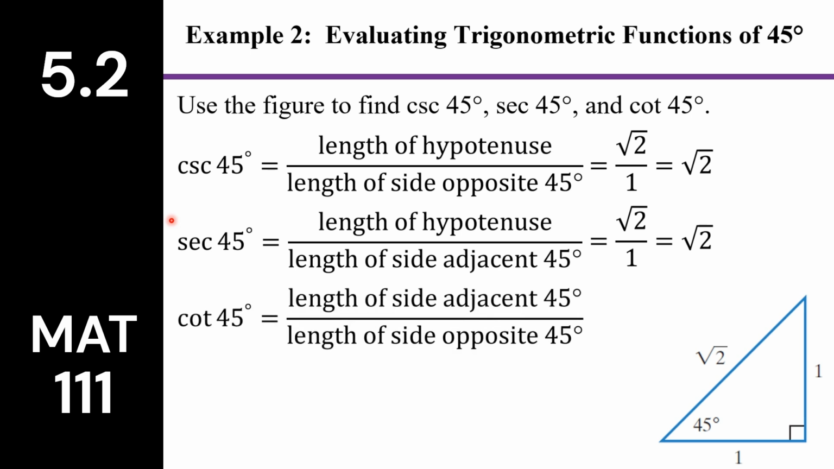And then finally, the cotangent is the adjacent over the opposite. So from 45 degrees' perspective, the adjacent is 1 and the opposite is 1. So that gives us 1 over 1, which reduces to 1.